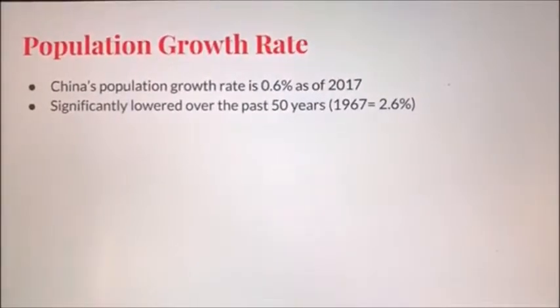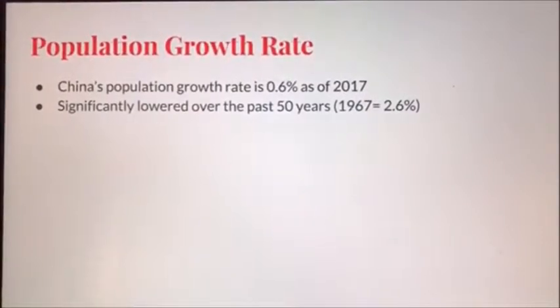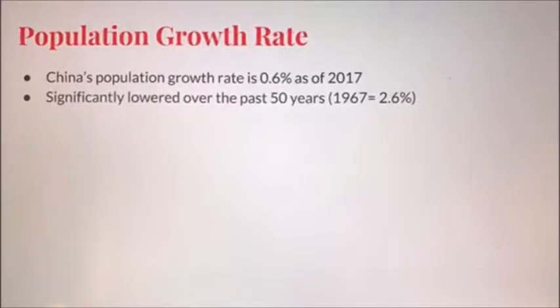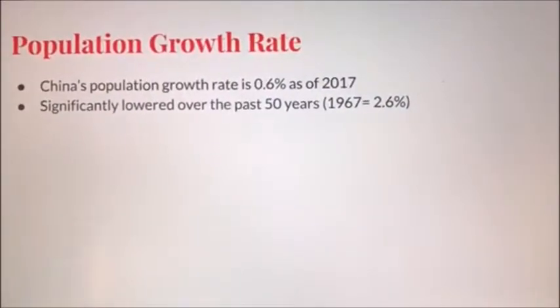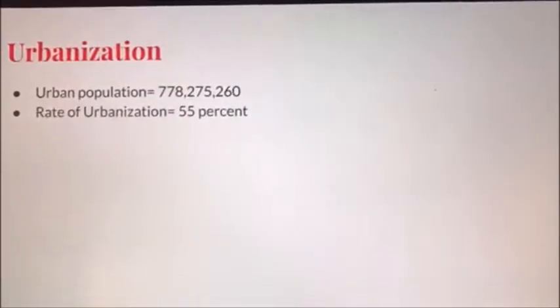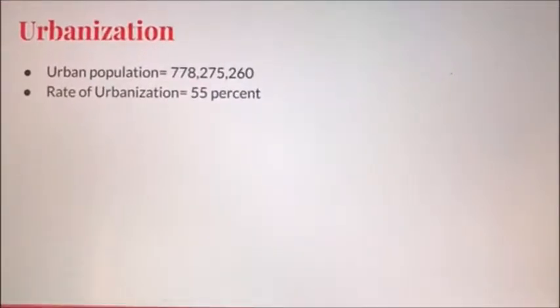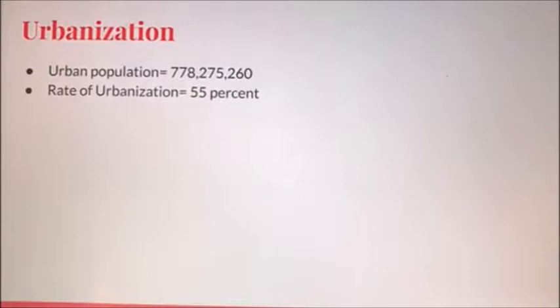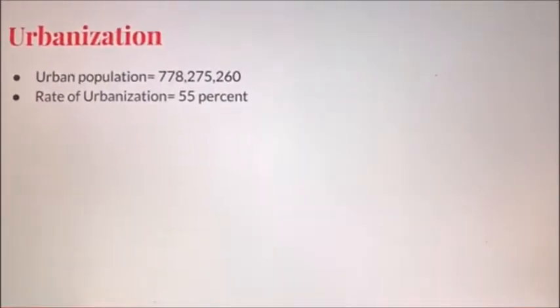The population growth rate in China is at 0.6% as of 2017, which is significantly lower than 50 years prior when it was at 2.6%. As for urbanization, the urban population of China is close to 780 million people, and the rate of urbanization is at 55%.